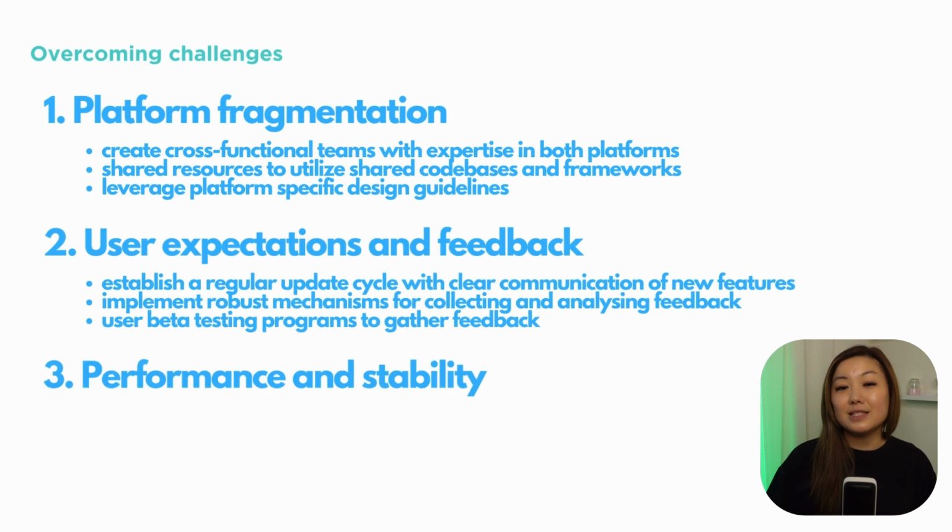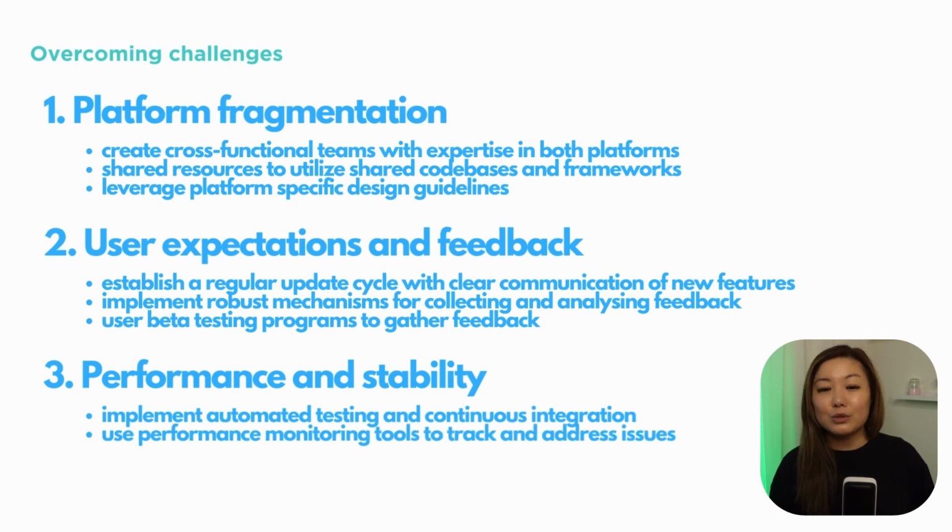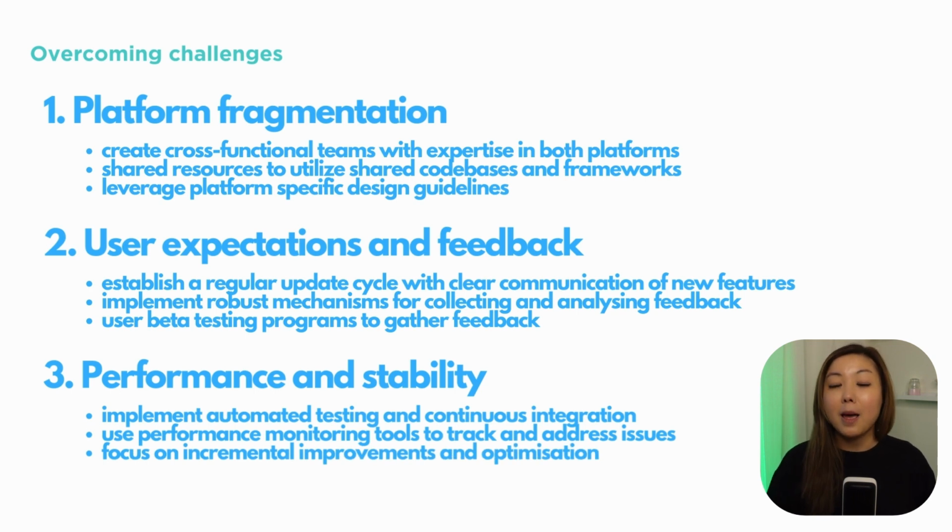Next is performance and stability. Native apps must be optimized for performance and stability across various devices and operating system versions. To overcome this challenge, implement automated testing and continuous integration to catch performance issues earlier. Use performance monitoring tools to track and address performance issues. And focus on incremental improvements and optimization based on your user feedback and behavior.